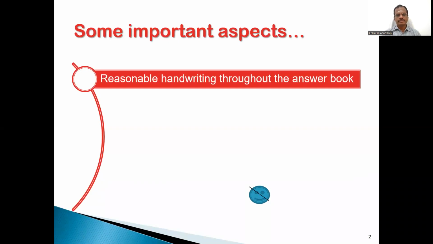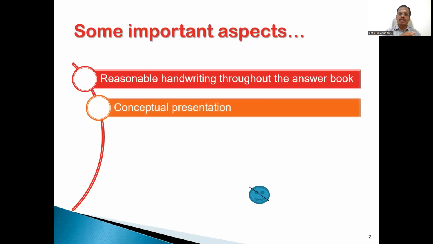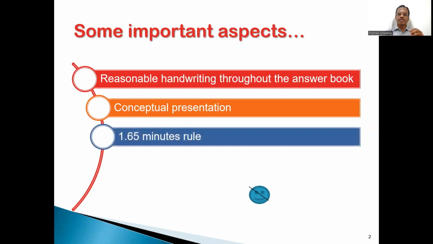throughout your answer book. It should not be fantastic handwriting in a few pages and then a lot of issues in other pages. It should be reasonable throughout, so plan in that manner. Your answer you have to present in a conceptual order. It should not be like first we start with a question, cut that, change the answer, again we cut. See, this kind of lack of clarity should not prevail. Let it directly address the specific conceptual issue involved. That would be the best approach.